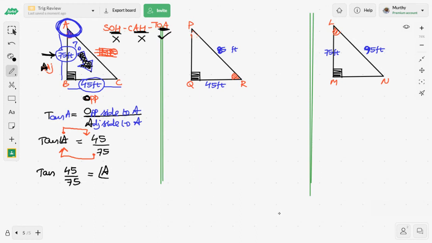Okay, and in this process, the most important thing is that you have to keep the inverse. This is tan to the power of -1, but you need not read it that way. So it is tan inverse.